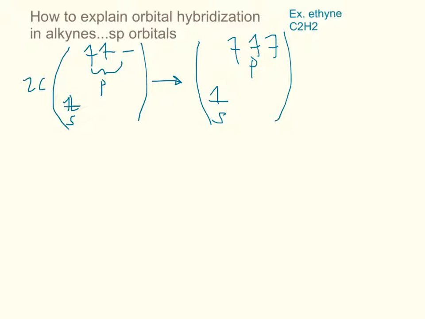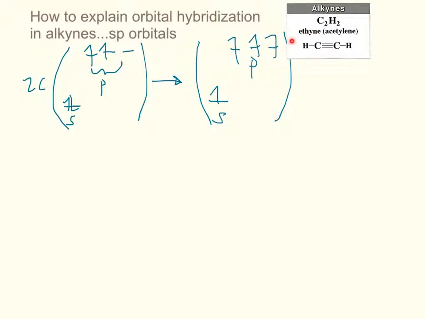Now each carbon is going to be bound to 1 hydrogen. Let me see if I can find a good picture of what I mean. There we go. So if you notice here, each carbon is bound to 1 hydrogen, and then it's making a total of 3 bonds to the other carbon. So, since each carbon is bound to 2 other atoms, that means that we only need 2 hybridized orbitals.